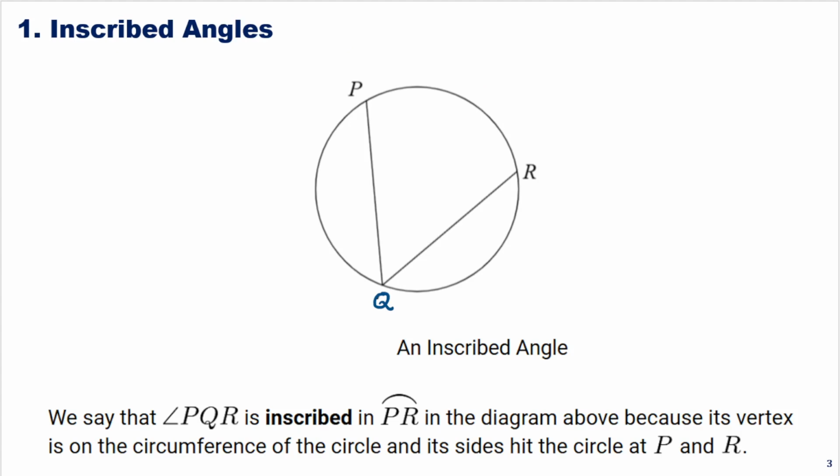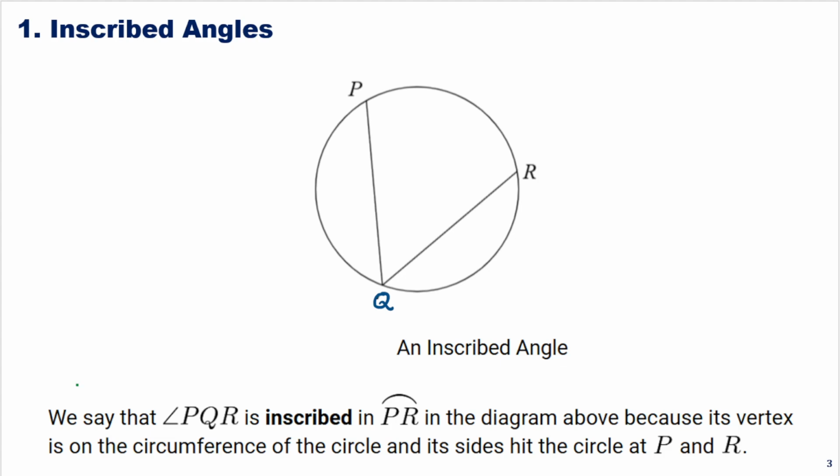Okay, first, let's have a look at the concept of inscribed angles. So suppose we have a circle here, points P, Q, R are on that circle. We say that angle PQR is inscribed in arc PR in the diagram above because its vertex is on the circumference of the circle and its sides hit the circle at point P and R.